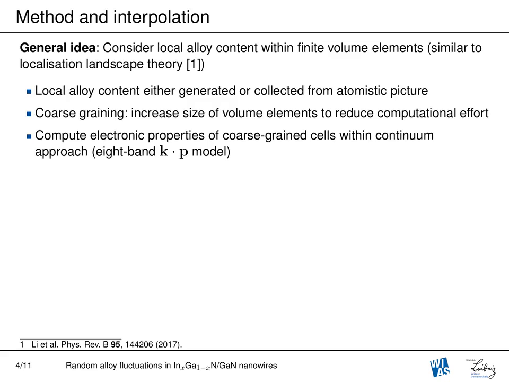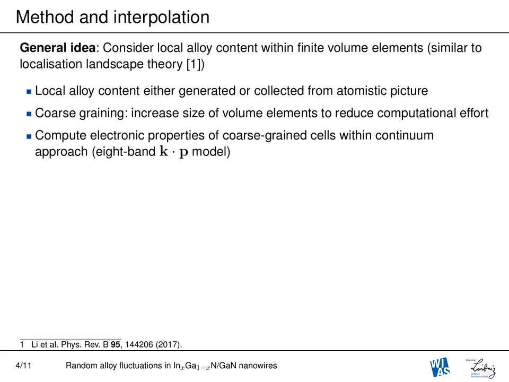The local alloy content can then be either generated or collected from an atomistic picture, if we have an atomistic picture available, and we can apply some coarse graining. So basically we simply increase the size of the volume elements to reduce the computational effort, but at that stage of course we lose the accuracy of the atomistic picture, and our average alloy contents get less and less detail from the actual atomistic simulations.